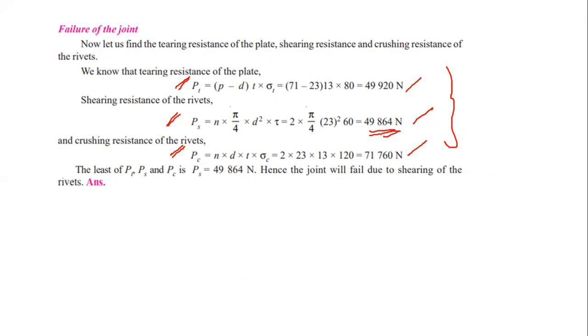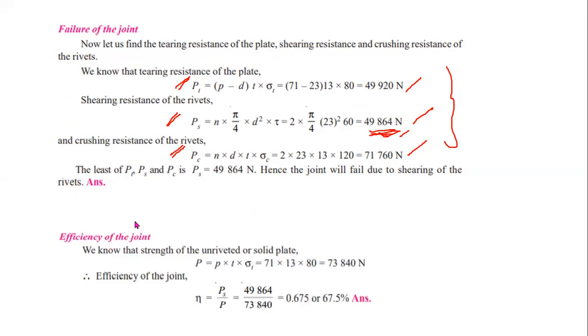49,864 newtons is the least value. So the joint may fail due to shearing. The given joint may fail due to shearing of the rivets.